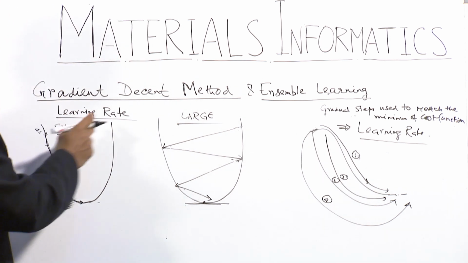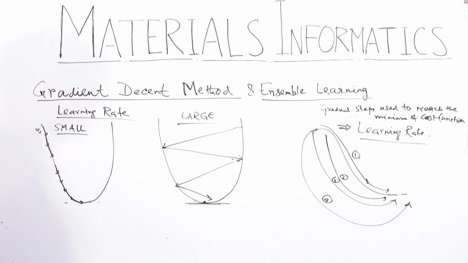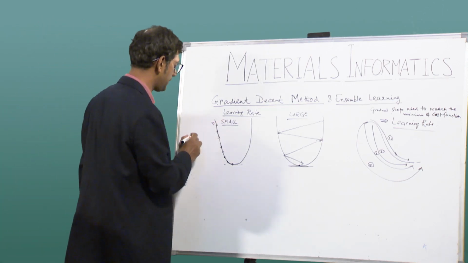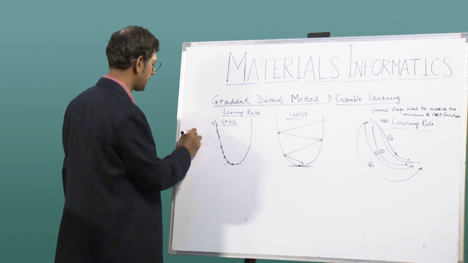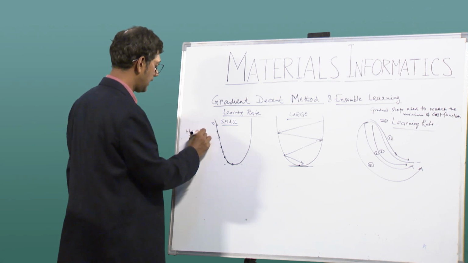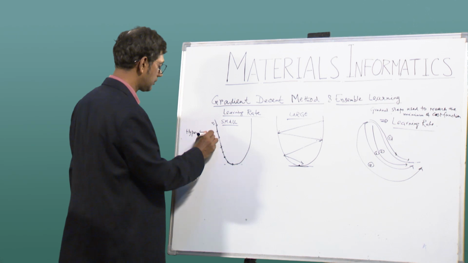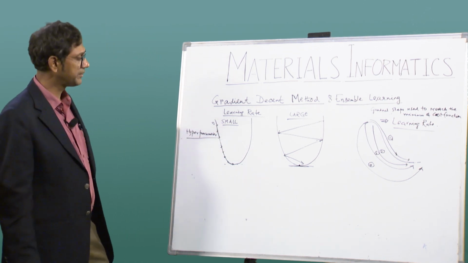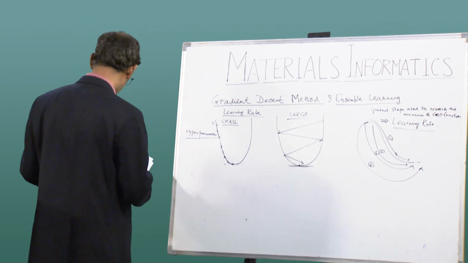Therefore, neither small nor large is a good learning rate. You have to use the optimum learning rate. This becomes a hyperparameter, and that you need to tune in many machine learning models. This becomes a very important hyperparameter that you need to look at.